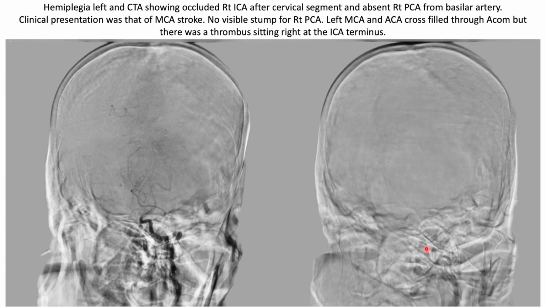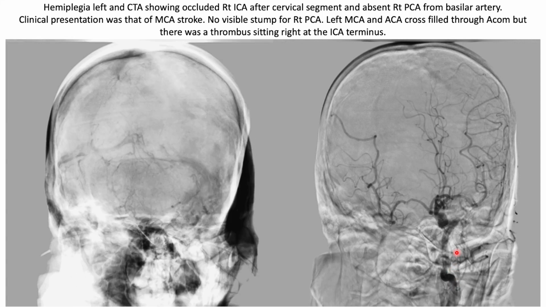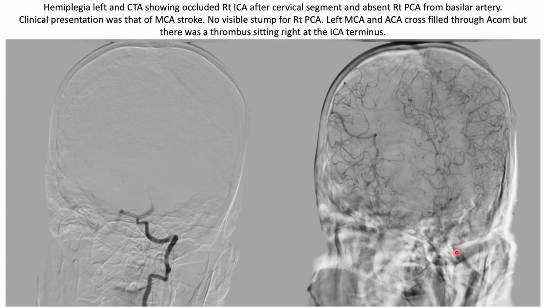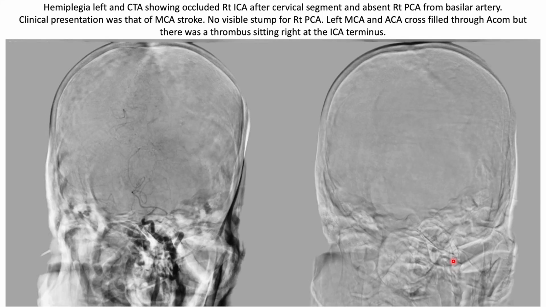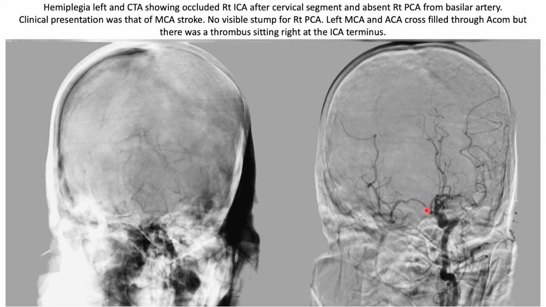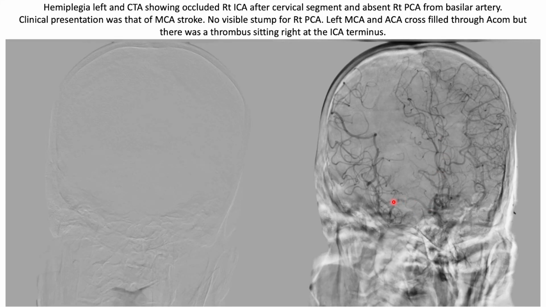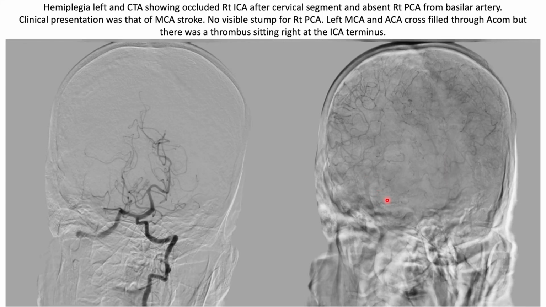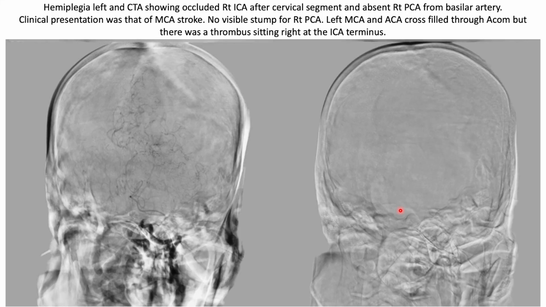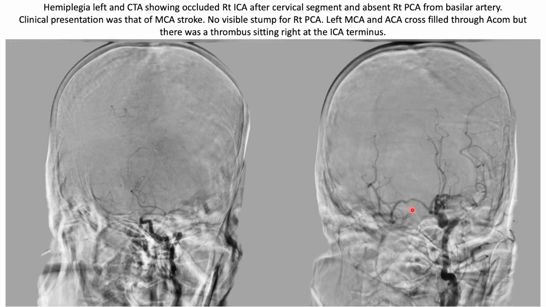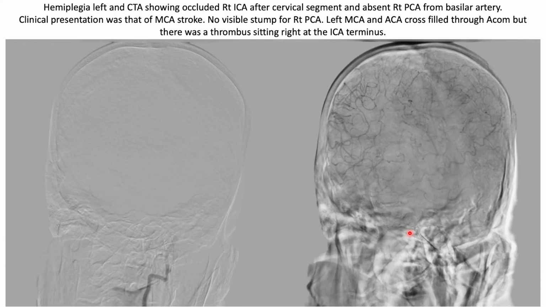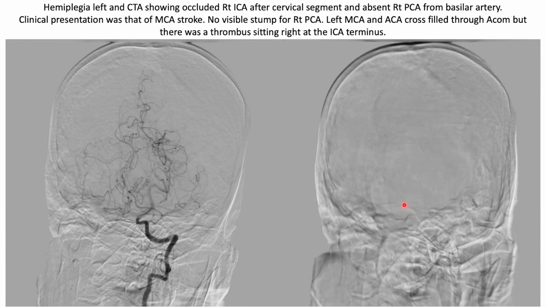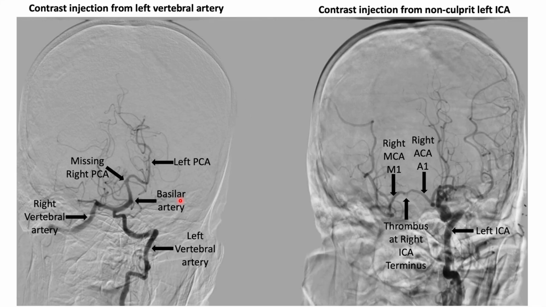We took the shot of the non-culprit left carotid because on the CT we knew the right carotid was totally occluded, so we wanted to see how the left carotid is filling up. The left carotid was giving off collaterals to the ACA and the MCA, but at the same time we could also appreciate that on the right side there seems to be a thrombus at the point where the ICA would have come and joined in. So the internal carotid terminus probably has a thrombus sitting there.